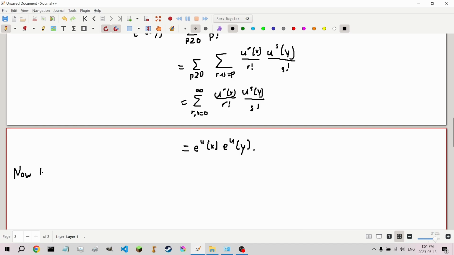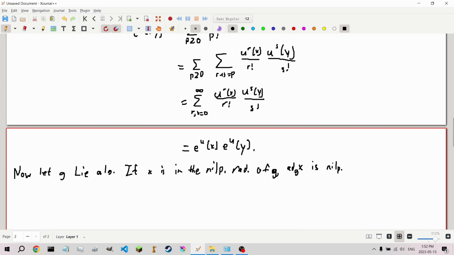Now we're going to let G be a Lie algebra. If x is in the nilpotent radical of G, then the derivation given by the adjoint, so ad_G of x, is nilpotent as a derivation of G.